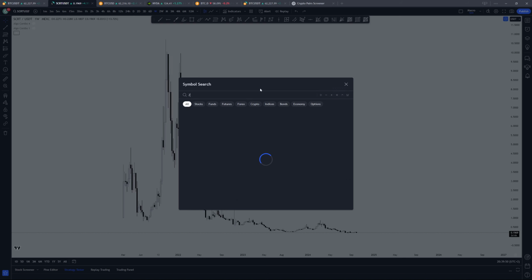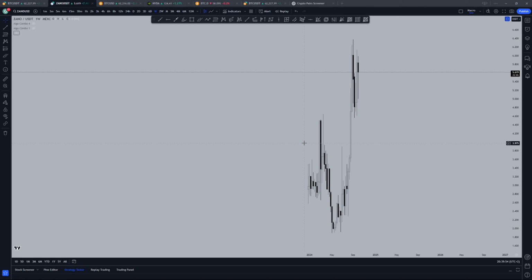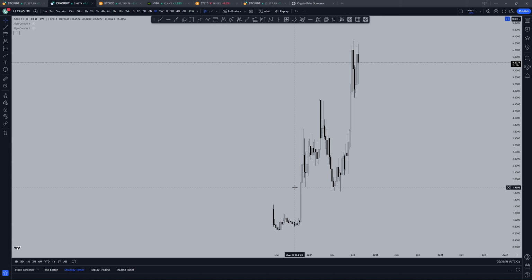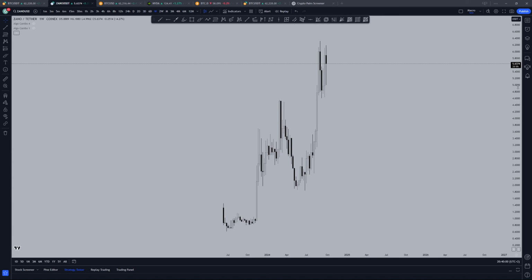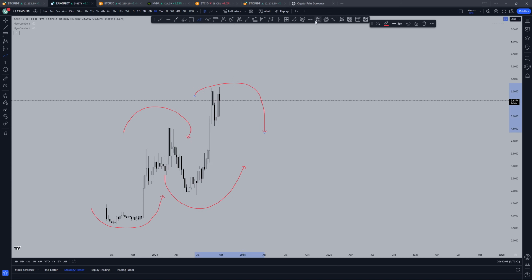Zano. Zano. Let's see. Is that the oldest coin? I mean, there's not really much to chart. It is uptrending. That is all I can give you. Let's see. Maybe there's an ABCD. Yeah, there's a 707, so this should go to the 141. It is not really responding to it.